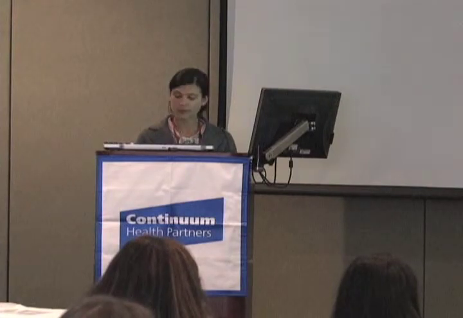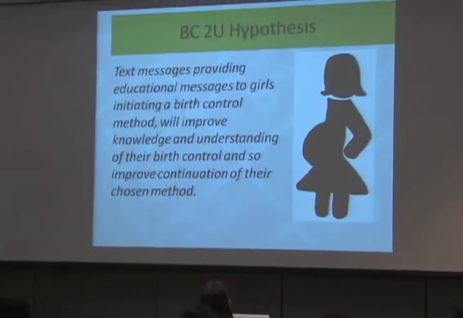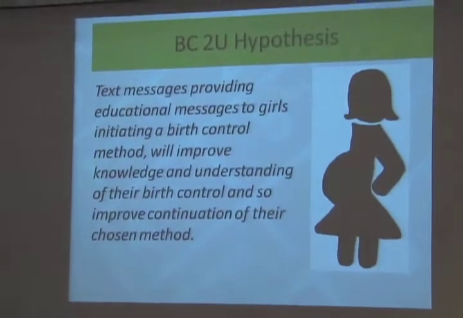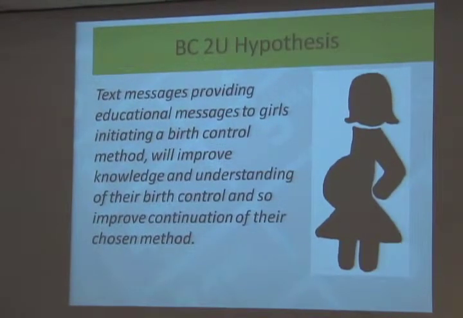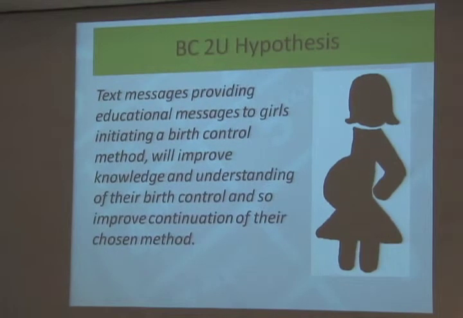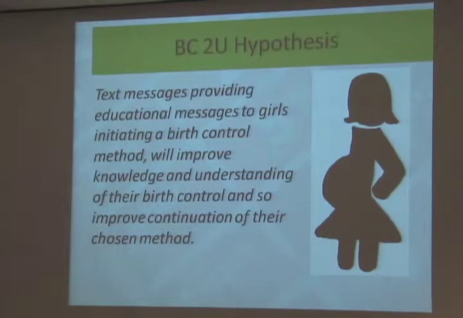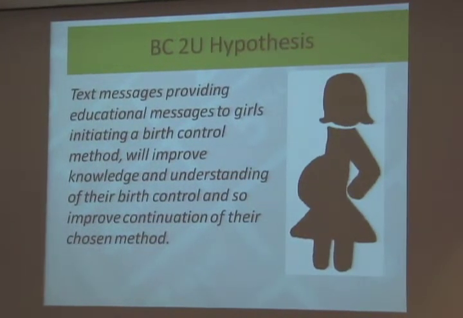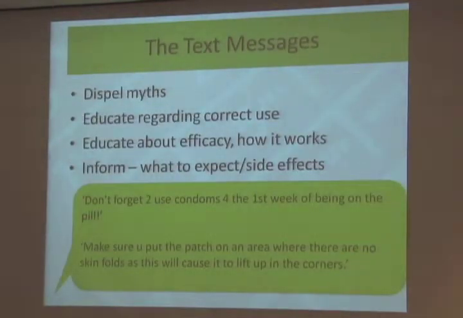So the birth control one, the hypothesis is that text messages providing educational messages to girls initiating a birth control method will improve knowledge and understanding of their birth control, and so improve continuation of their chosen method. So this is a large randomized controlled trial, and they either get the text messages or they don't. And then we're looking at the outcomes of pregnancy, continued birth control use at 12 months.